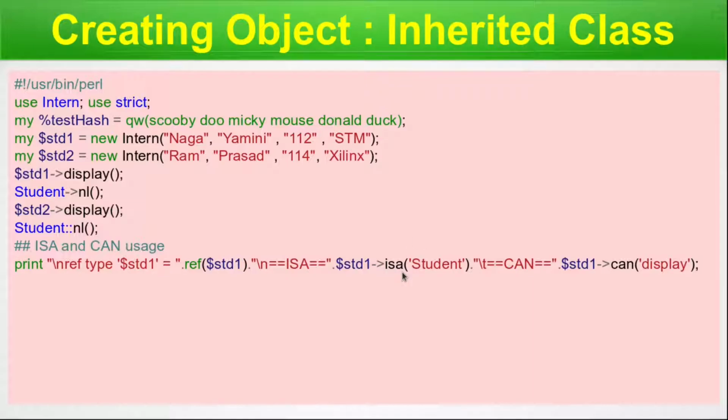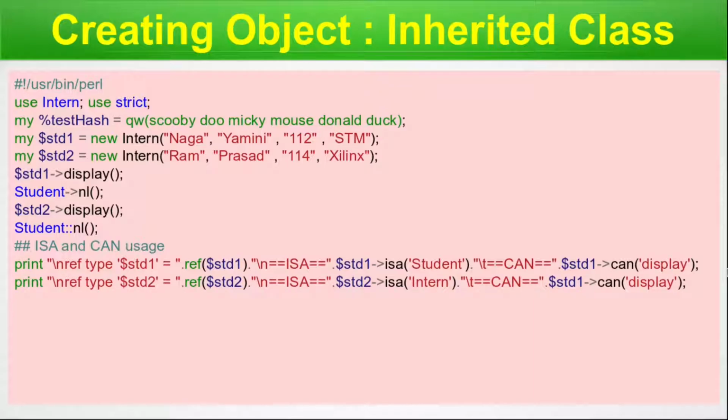Okay, and we are checking that student 1 can display. So I have separated isa to check the isa status and can to check the can status. Output will be on the next page, so you will have to focus. Here I am using the can statement, and it is checking whether we can use the method display. Next we do the same thing for the other object, and third we again print the hash reference type.